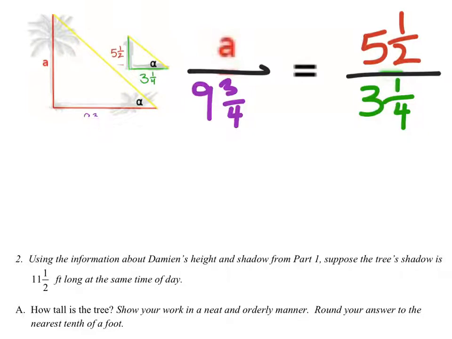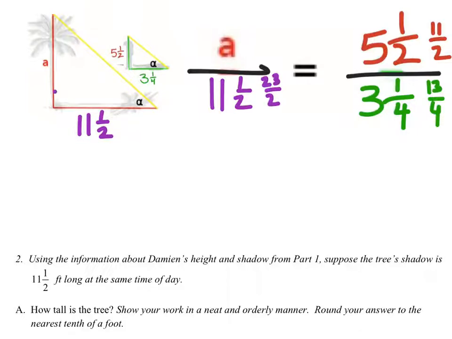So I'm going to replace that 9 3/4 right here. That's the shadow length of the tree. And we're going to replace it with 11.5 feet. Alright, so we've got 11.5 feet right here. Now we could use the mixed numbers. Again, I'm going to be looking at the improper fractions instead. And since we used the fish method in the last one, I'm going to use cross multiplication on this one.